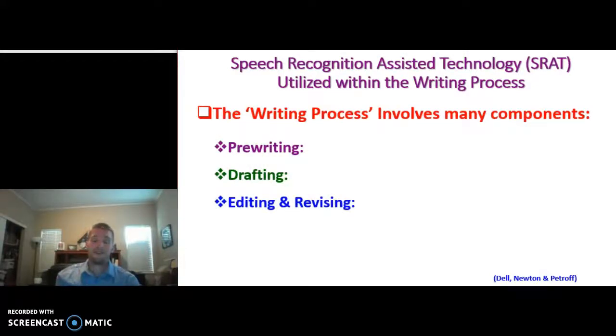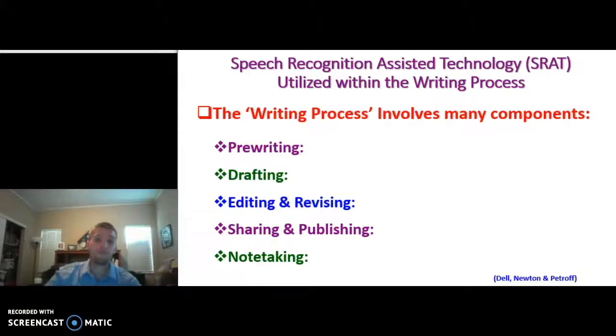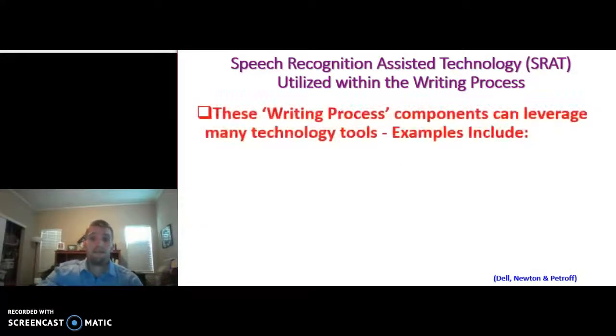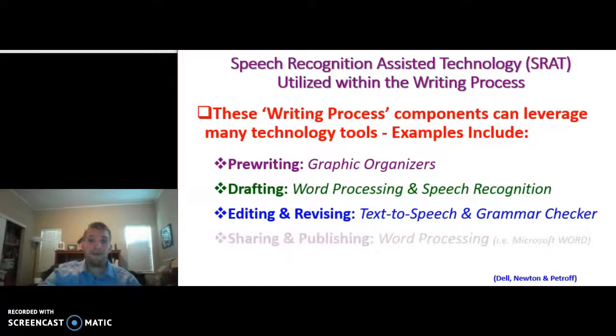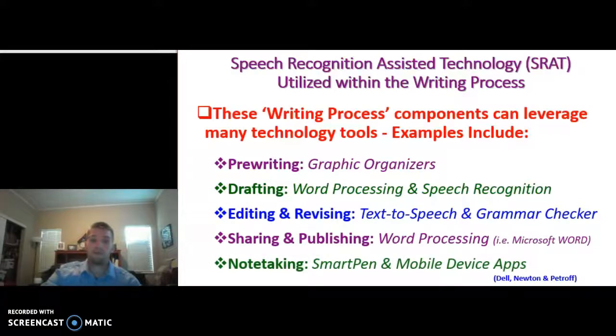Now, speech recognition assistive technology and the writing process involves many components. The writing process involves pre-writing, drafting, editing, sharing, note-taking, and these writing process components can leverage many technology tools. For example, pre-writing can include graphic organizers, drafting can include word processing and speech recognition, editing and revising can include text-to-speech and grammar checking, sharing and publishing.